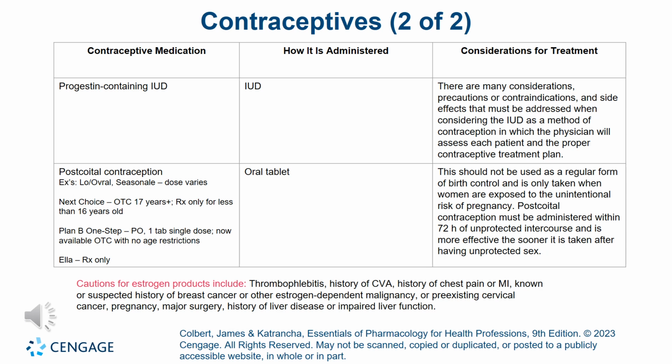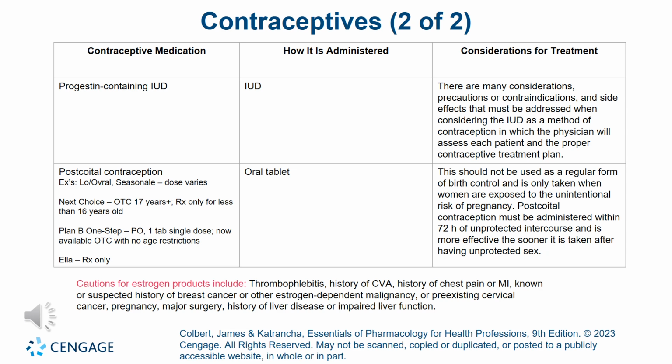The next medication is postcoital contraception. Some examples are Low-Ogestrel or Seasonale. The dose varies. Next Choice is available over the counter for 17 years and older, prescription only for those less than 16 years old. Plan B One-Step is given PO, or by mouth, one tab, single dose, and is now available over the counter with no age restrictions.